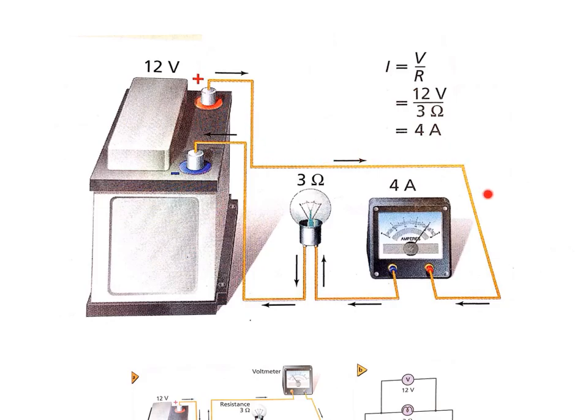The little arrows indicate the direction of the current. This would be the conventional current, right? Even though we know electrons are going this way, we say conventional current goes from positive to negative. So definitely have this written: conventional current.